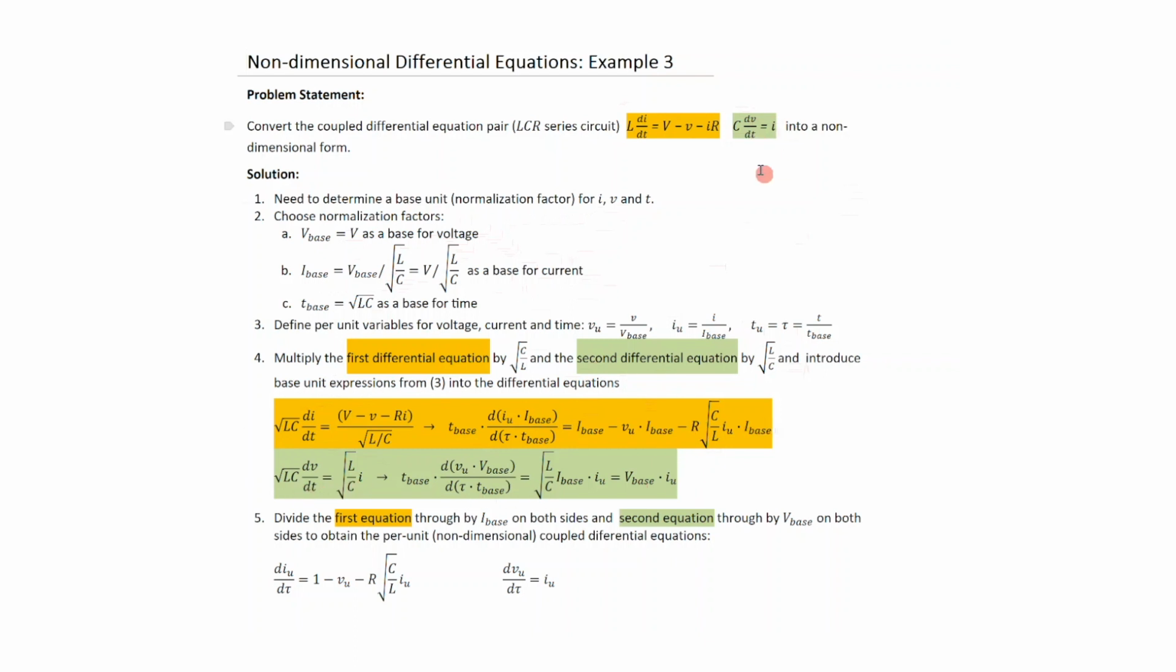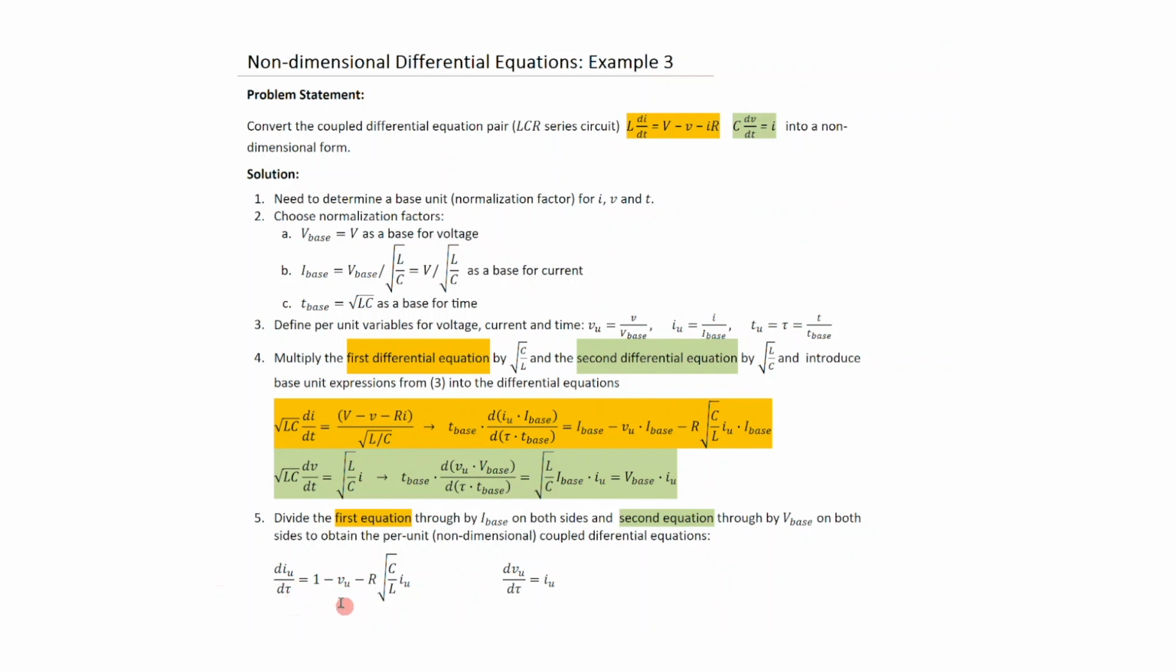Similarly, for the second equation, we do the same thing. We make substitutions for V, substitutions for T, and substitution for I, and then we end up with this expression that you see here. Next step is to divide the first equation through by I base on both sides, and the second equation through by V base on both sides, from which we obtain the per unit non-dimensional coupled differential equations. Coupled meaning that the state variables of both appear in both the differential equations.